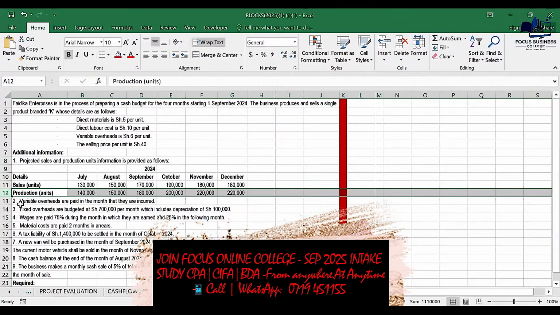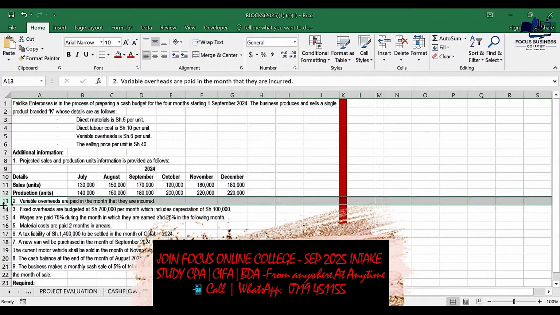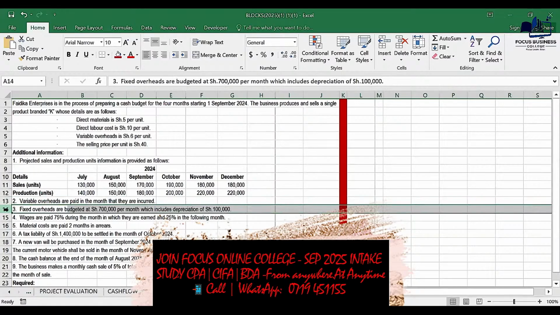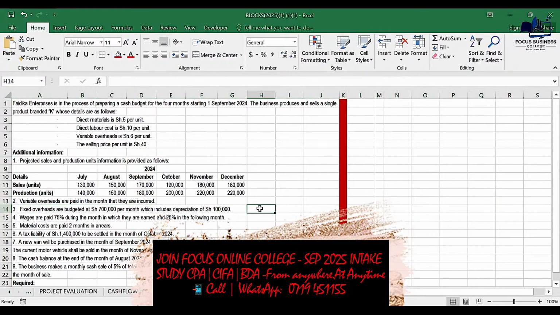And then from there, we are given the variable overheads. And the variable overheads are paid in the month that they are incurred. And then you're told the fixed overheads are budgeted at shillings 700,000 per month, which include the depreciation. Remember, we say that depreciation is a non-cash item, so when preparing the cash budget, we don't consider the non-cash item. In other terms, we don't consider those particular items of incomes or expenses which do not give rise to a cash inflow or cash outflow. So in our case, when considering these fixed overheads, we will have to exclude the depreciation simply because it's a non-cash item.